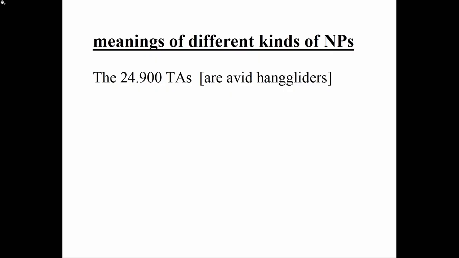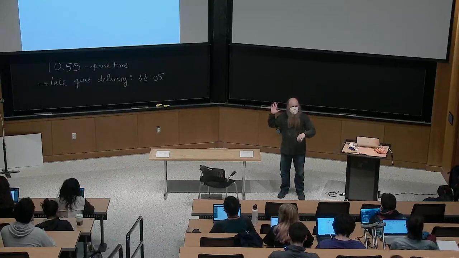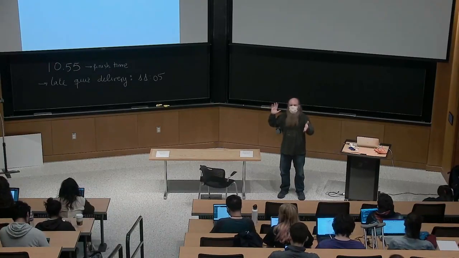What if I wanted to tell you the 24900 TAs are avid hang gliders? So again, we're going to have a list of the avid hang gliders. What does this sentence say? What does it mean? You sort of have to parse what the 24900 TAs are and decompose that into a list of people to match them up with who are the avid hang gliders. Yeah, exactly. That's a nice way to say it.